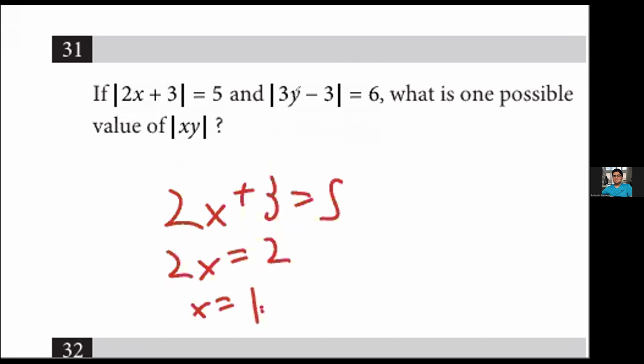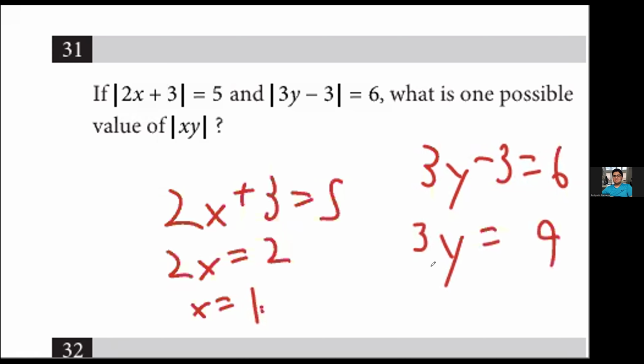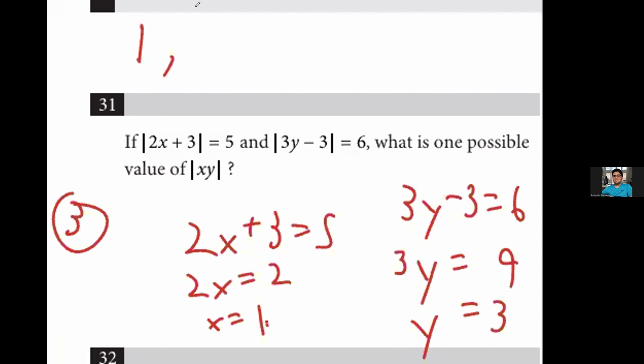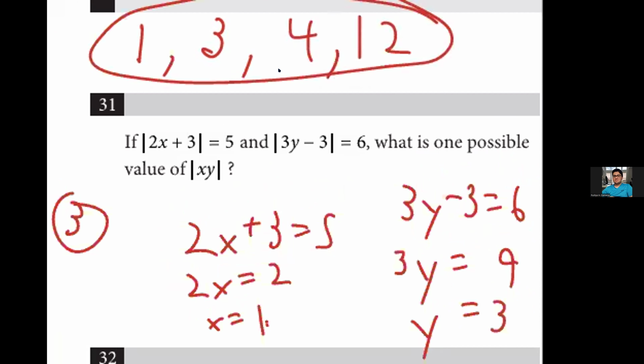And then for another possible value, we can do 3y minus 3 equals 6. Add 3 to both sides, we get 3y equals 9, y equals 3. And then what is the value of xy? Well, in this case, it would just be 3. They actually accepted multiple answers for this question. They accepted the answers of 1, 3, 4, and 12. So if you put any of these four, you got it correct because it just asks for one possible value.